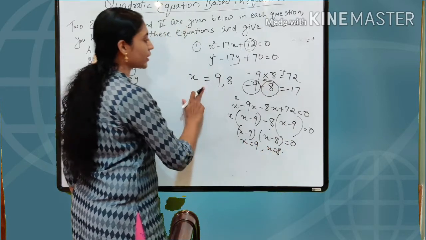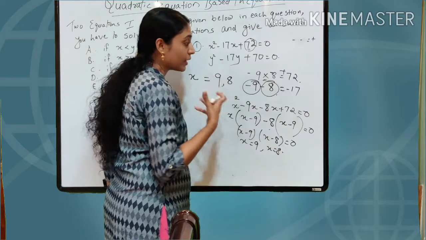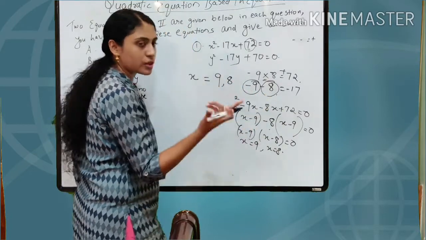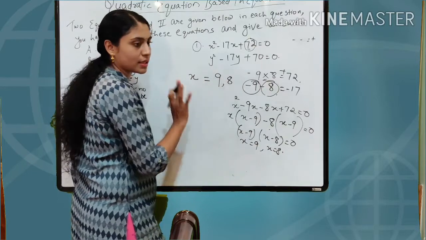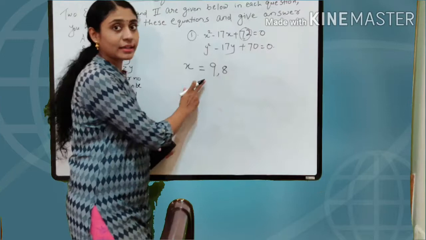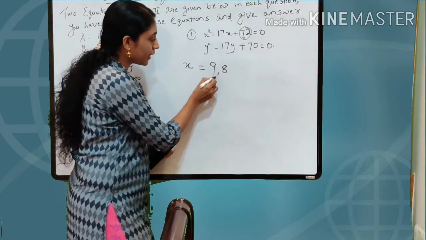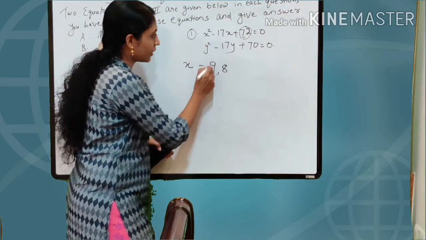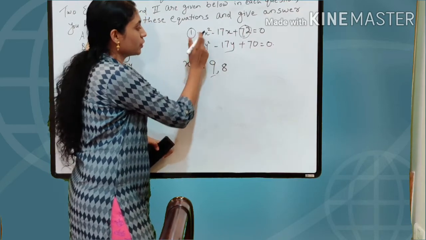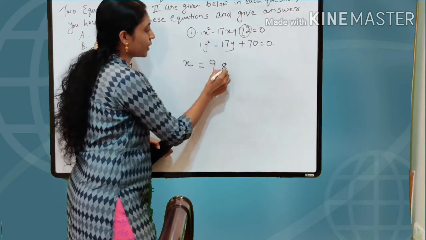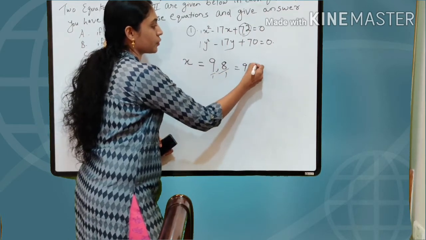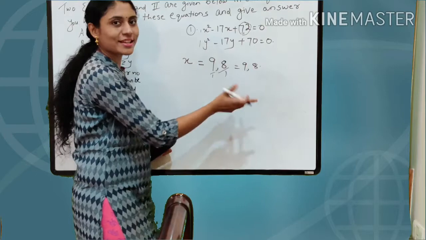So directly, when we get 2 numbers minus 9 and minus 8, take the opposite sign of those numbers, so take plus 9 and plus 8. So we directly get the answer without doing all this. Actually, this number is divided by the x square term, but here the x square term is 1, and for y also the y square term is 1. So 9 by 1 and 8 by 1 are 9 and 8 itself. So we can directly write the x values as 9 and 8.